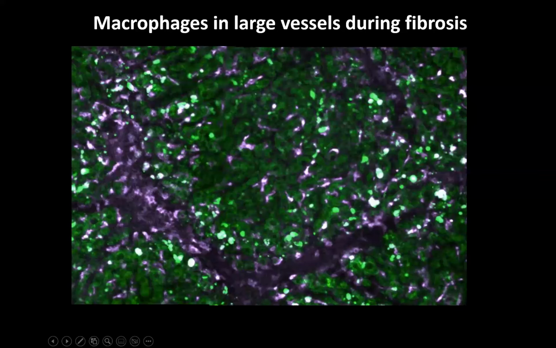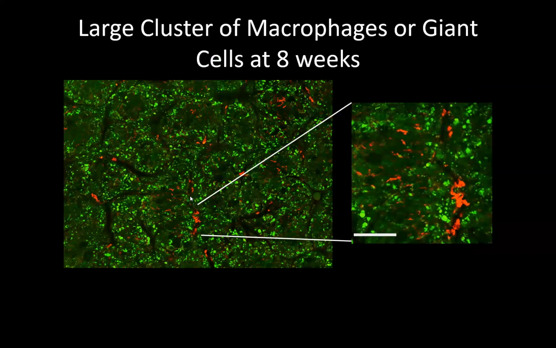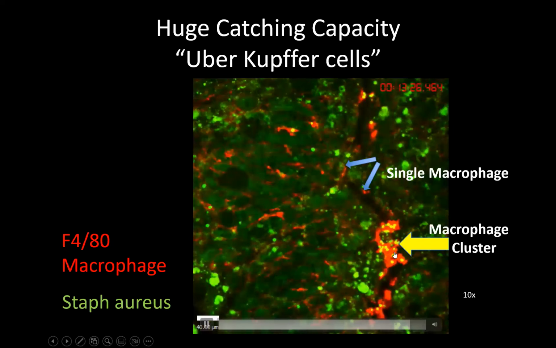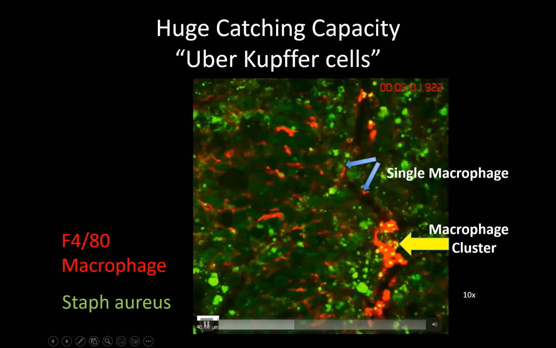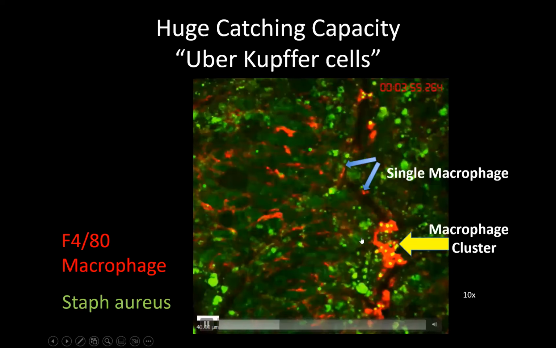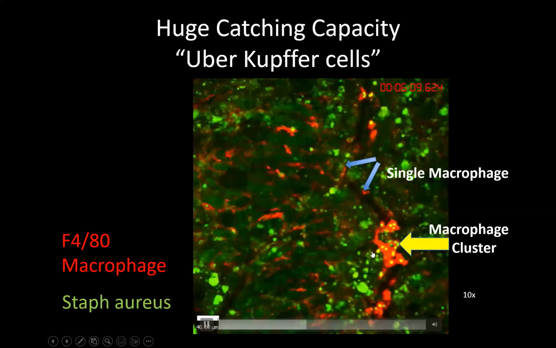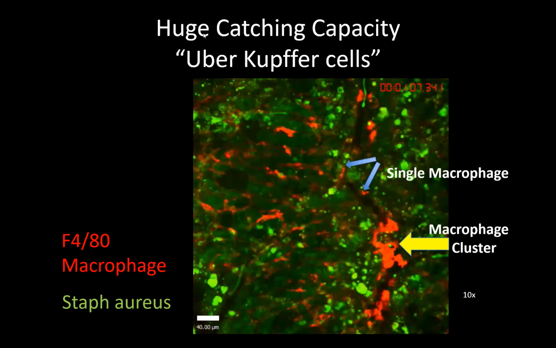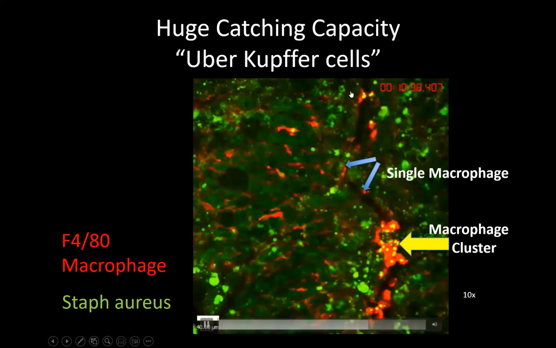And then we saw the most amazing thing. They start forming these giant clusters, okay? And so you can see them here now. That right there is a single Kupffer cell. So you can see the huge size of these clusters. This is probably 20 to 30 cells all come together and form this very large cluster. And these Kupffer cells catch bacteria better than anything we have ever seen. So as the bacteria go through this large vessel, this poor Kupffer cell cannot catch anything. But these giant cells that have formed are now removing all the vascular bacteria. And so Moritz, as a good German, called these Uber Kupffer cells, super Kupffer cells, if you will.